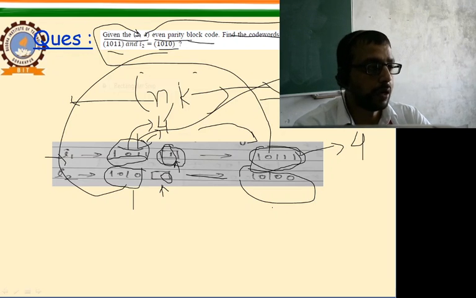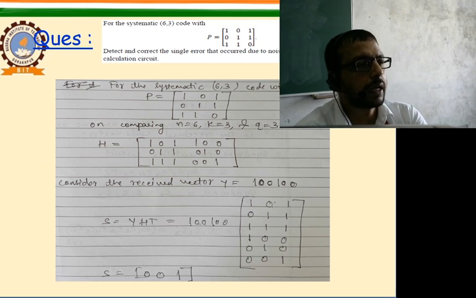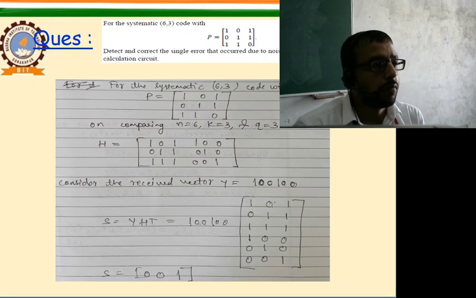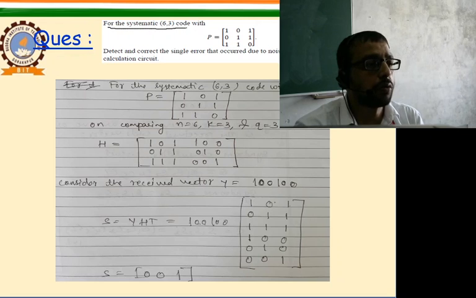18-19. Now the next numerical is from section B, question number 2, part A. The question is for a systematic block code, that is a (6,3) block code, where the parity matrix P is already given.